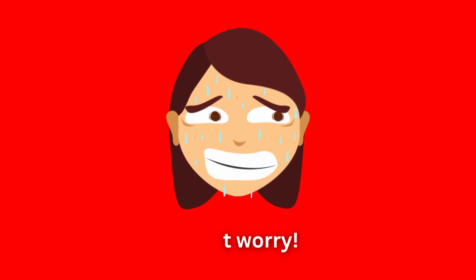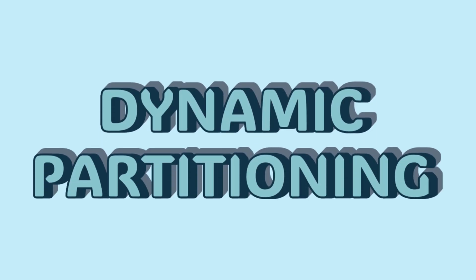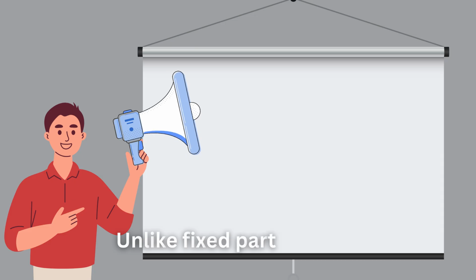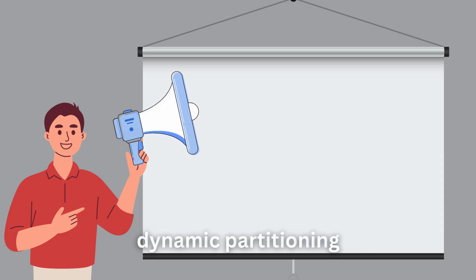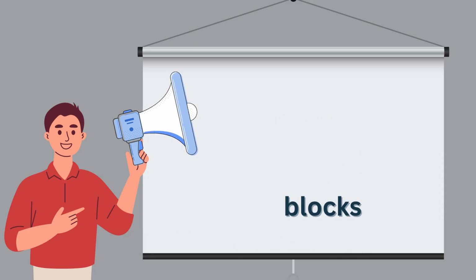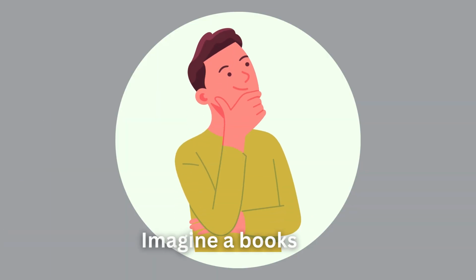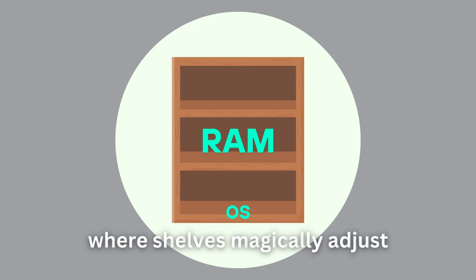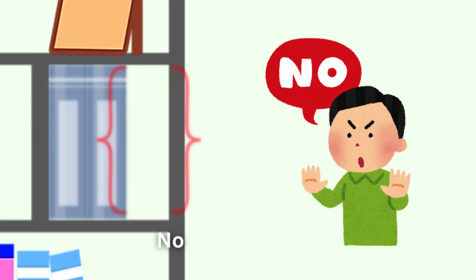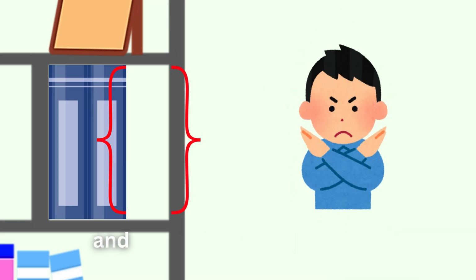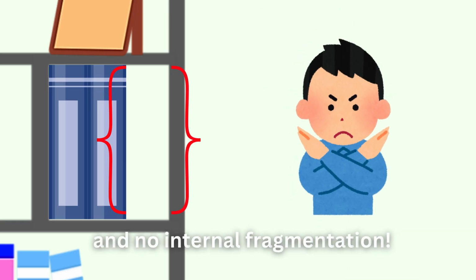Don't worry, dynamic partitioning solves all these problems. Unlike fixed partitioning, dynamic partitioning creates memory blocks tailored to each process's exact size. Imagine a bookshelf where shelves magically adjust to fit any book. No wasted space, and no internal fragmentation.